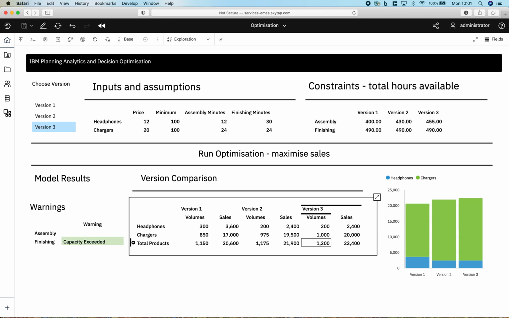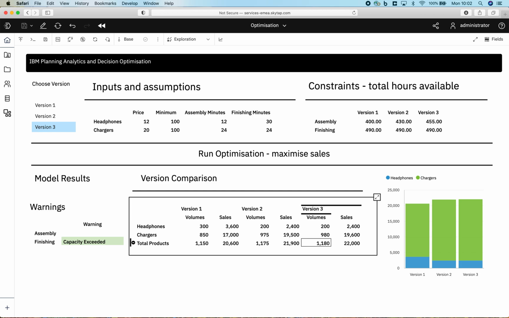So if I type in 200 of my headphones and 1,000 of the chargers, that's quite an ambitious plan, but I can see over here that my capacity has been exceeded. So I can have another go, maybe drop down the charger volumes, and that works in terms of being within constraints, but it's actually less revenue than version 2. So I can play around with these numbers, but really all I'm doing is guessing. So I'm either putting together a plan which is exceeding resources, or a plan which is within constraints, but probably not maximizing the opportunity available.